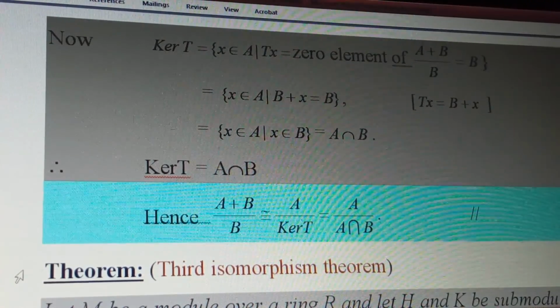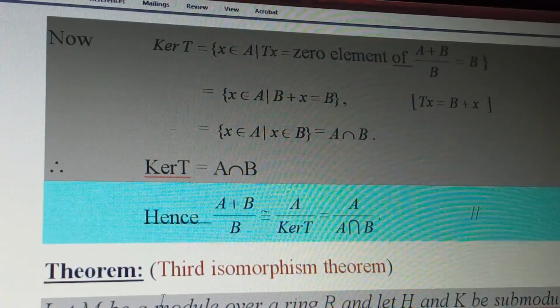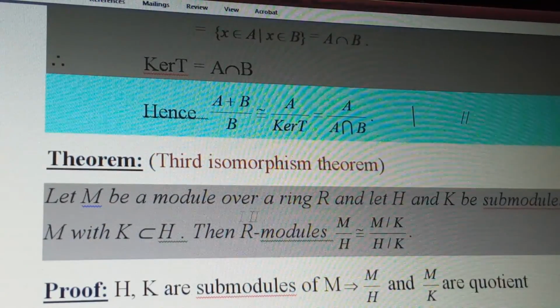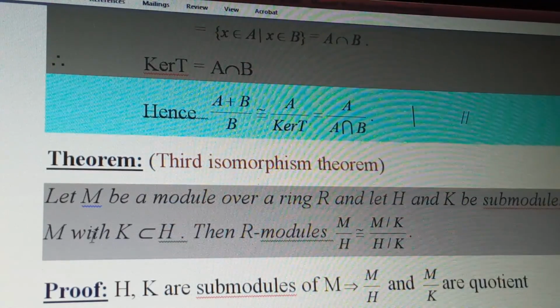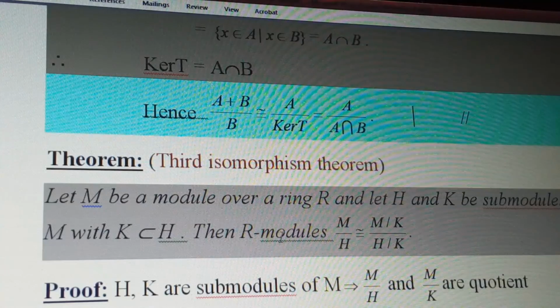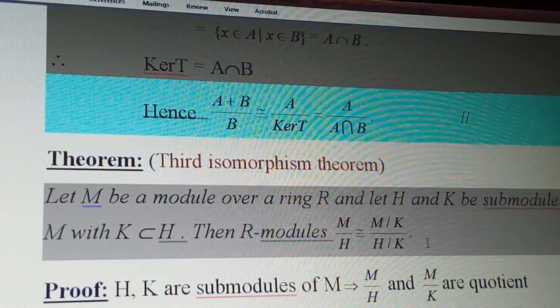Lastly, the third isomorphism theorem. Let M be a module over a ring R, and let H and K be submodules of M with the condition that K is a subset of H. Then the R-module (M/K)/(H/K) is isomorphic to M/H. This is the important theorem.